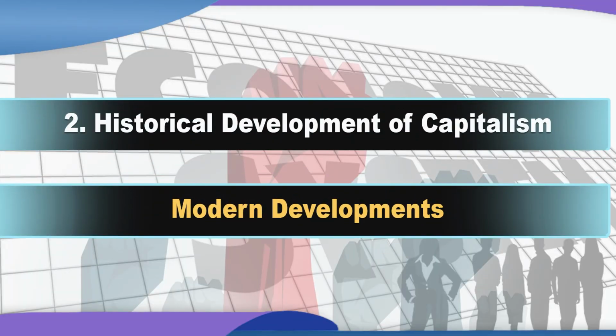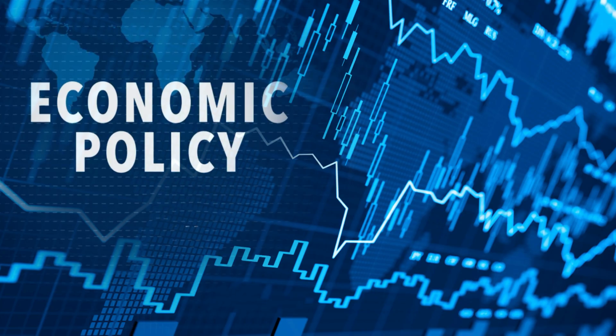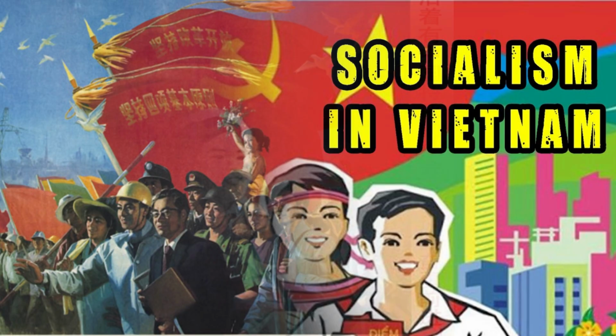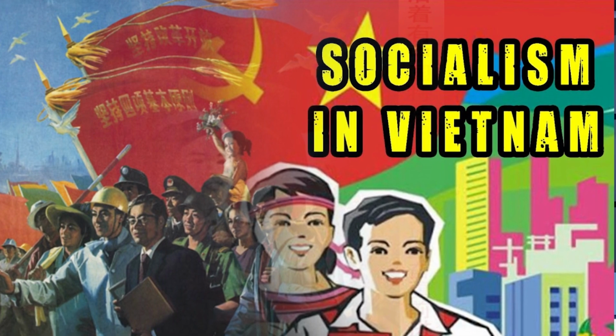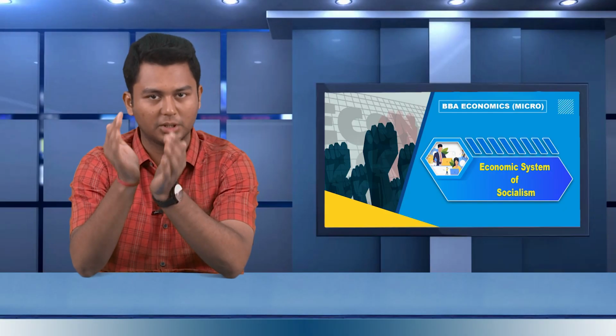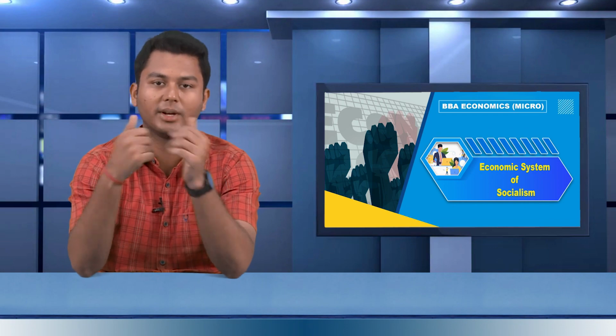If we look at the modern developments, the collapse of the Soviet Union in 1991 marked the end of the Cold War division between capitalist and socialist systems. However, socialist ideas continue to influence economic policy in many countries, particularly in areas like healthcare, education, and social welfare. Countries like China and Vietnam have developed market socialism that combines socialist political control with market-oriented reform.